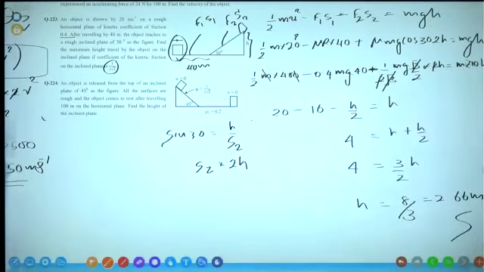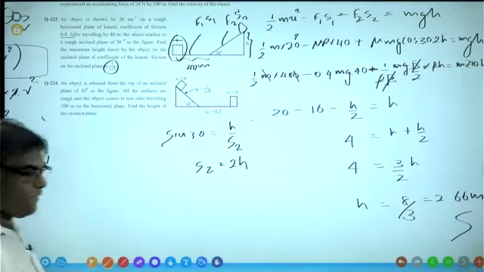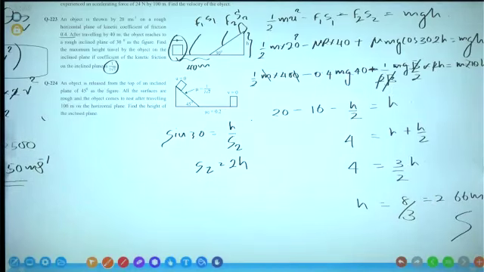Clear, buddy? Right. Complete the simplification. Okay, let's finish 224.